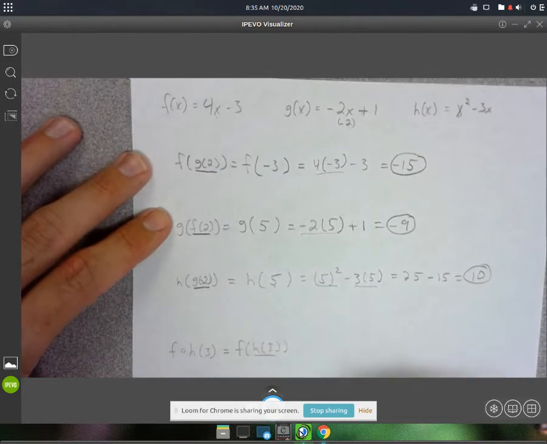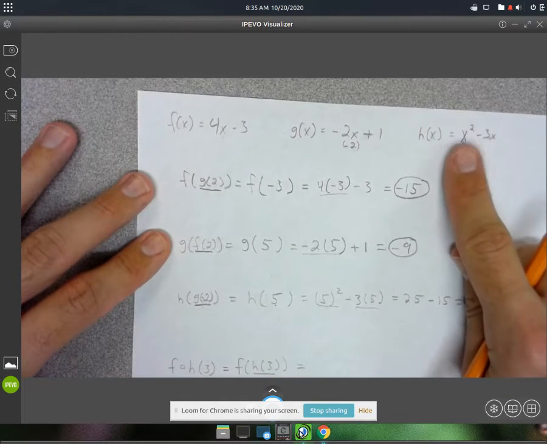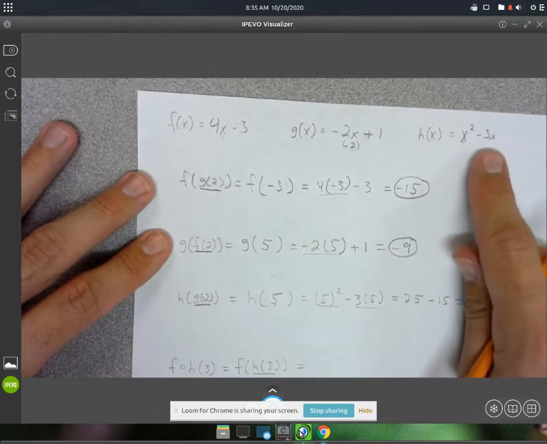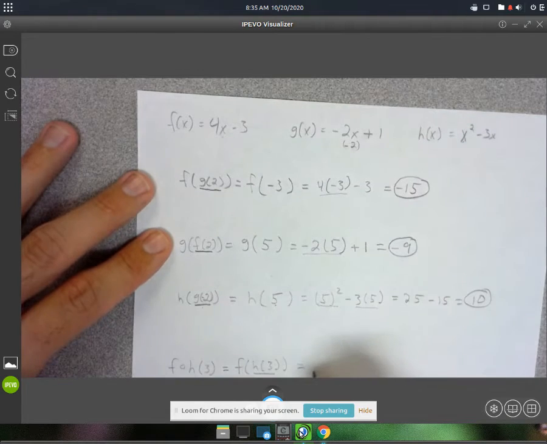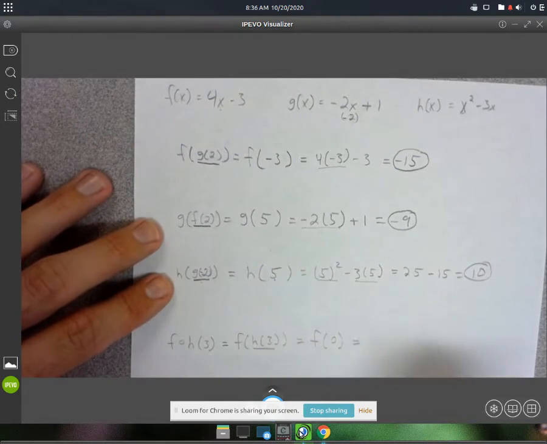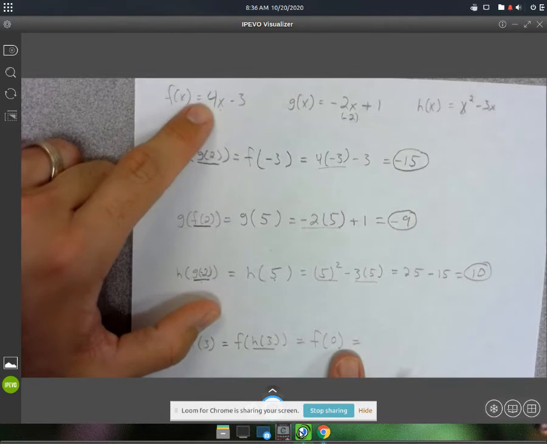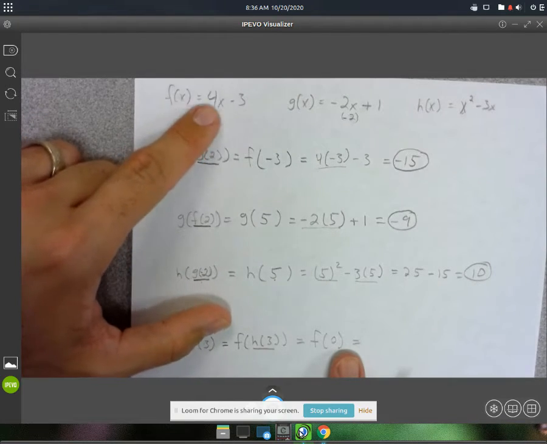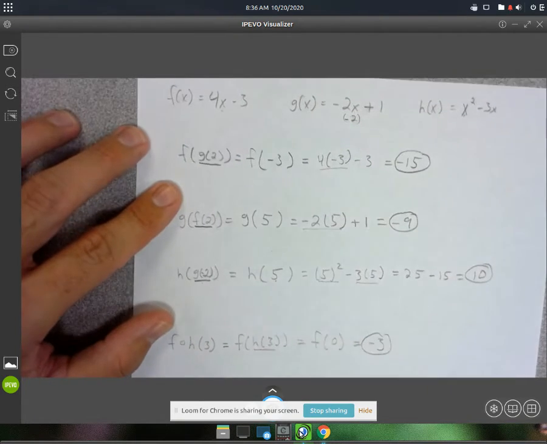So we'll do h of 3 first. 3 squared is 9. 3 times 3 is 9. And 9 minus 9 is 0. So now we're finding f of 0. We'll plug in 0 for x on the f function. 4 times 0 is 0. 0 minus 3 is negative 3.